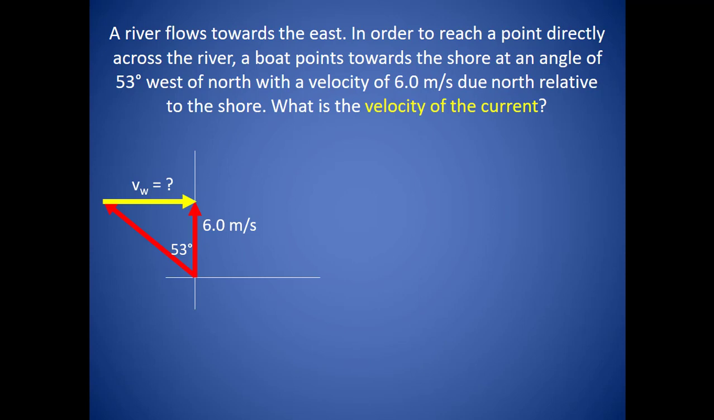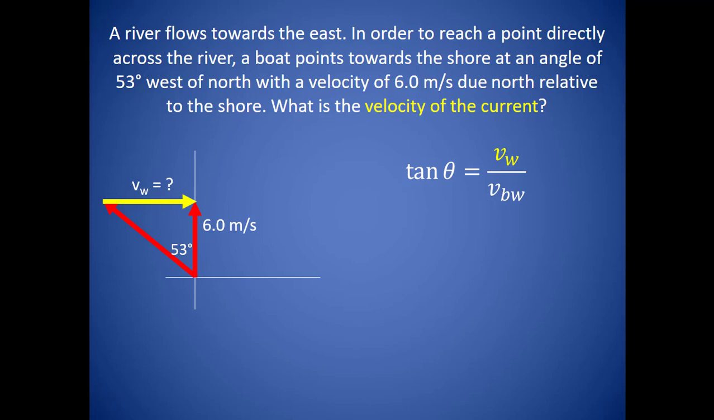Since the boat and the river are moving at right angles, we can pull out our trig functions and find our unknown sides. We know the boat has pointed at an angle of 53 degrees west of north. And we also know the boat is moving north with a velocity of 6 meters per second. So we know the angle and we know one side.